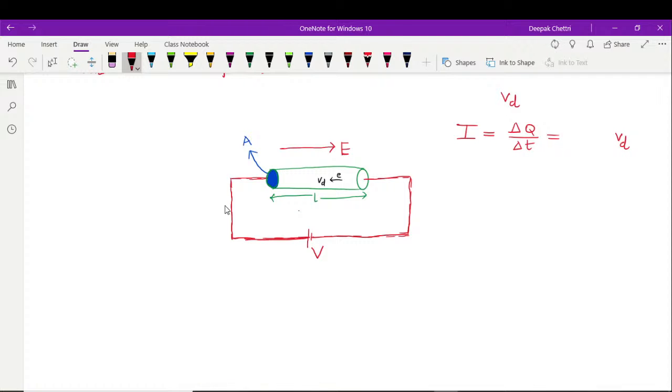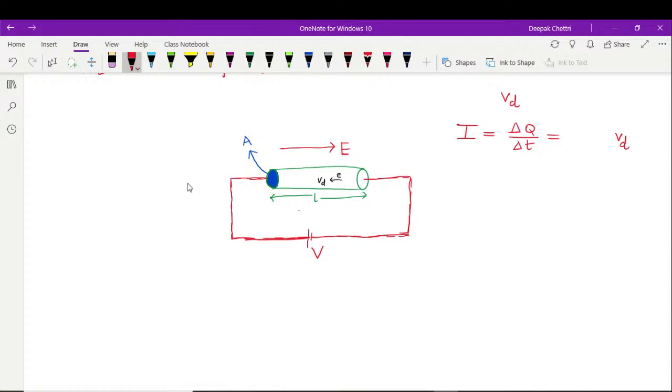We will try to find a formula of current based only on the parameters that are inside the conductor, right? Like Vd is something that is happening inside, E is the charge, and like that. Okay, we will use those and we'll try to find a formula. So here I have drawn a circuit.